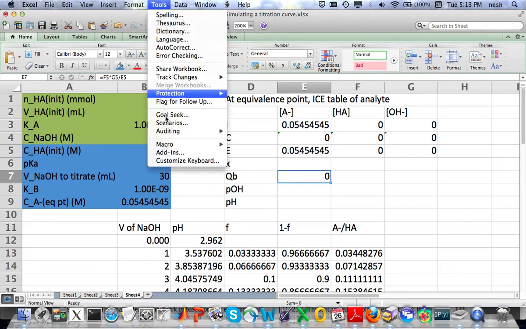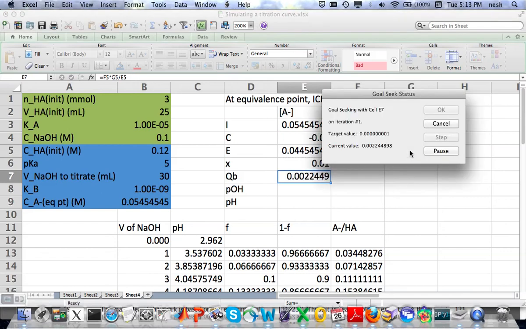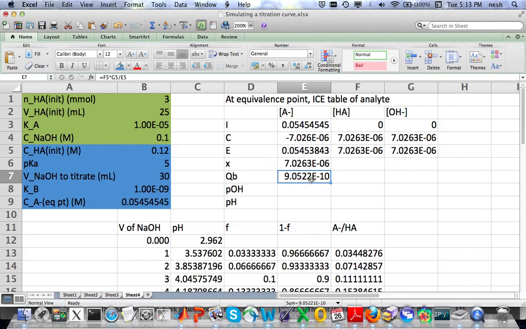Okay, I'm going to go to Tools, Goal Seek. And don't forget to set your precision parameter on this if you're doing this off VDesk. I'm going to set cell E7 to 1 times 10 to the minus 9. Of course, it'll be different for you, because you have a different acid dissociation constant. And how am I going to change that? Well, I'm going to change cell E6. Let's see if that gets me where I want to be. Well, this is looking okay to me. I've got a QB of 9 times 10 to the minus 10, pretty close. It's not exactly perfect here, but it's fairly close.